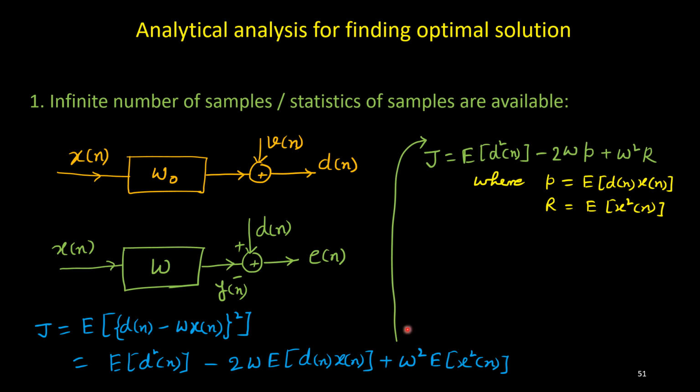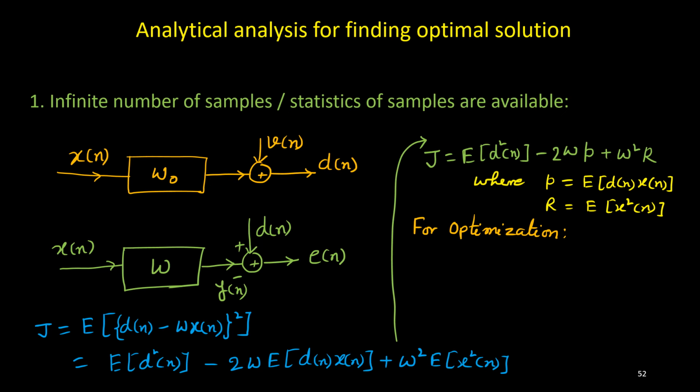and from this cost function, here we'll consider this expected value of dn xn as p, and we'll consider expected value of x square n as capital R. So this small p is called cross correlation value between dn and xn, and x square n is the variance actually. Okay, and we'll consider that xn, its mean value is 0, right?